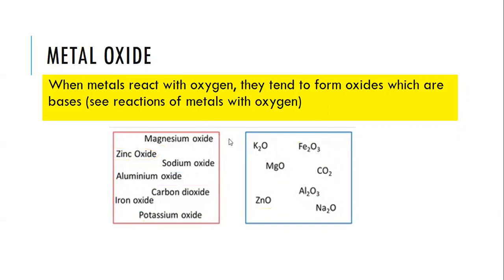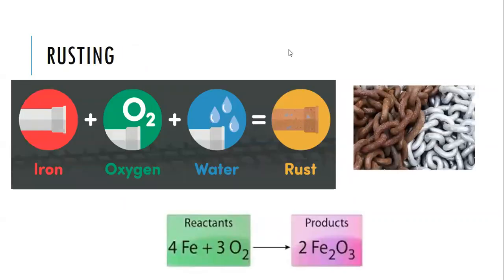If you have any questions, you can just type it on chat, and then I will try to answer your questions. So I gave you one example of metal oxide, which is rust. Rust is the metal oxide, the chemical produced as a result of rusting is metal oxide. So let's remember what is rusting.